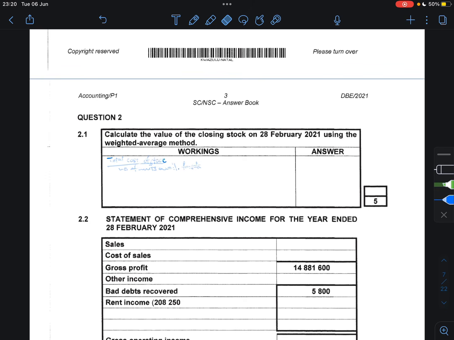Okay, and then now we just plug in from the formula. So it was 2,433,000 plus 8,572,000 over your opening stock, which was 4,000, plus your purchases, which was 11,500. So calculating this, what are we getting? Let's see, 710 per unit.